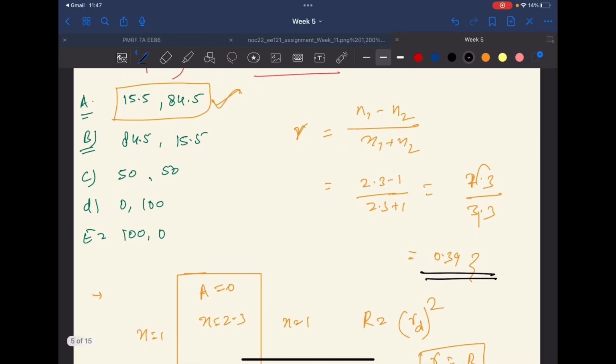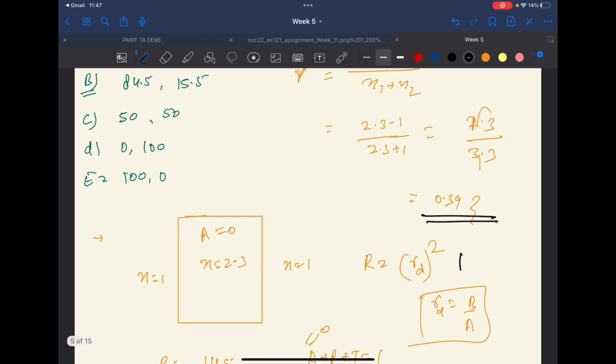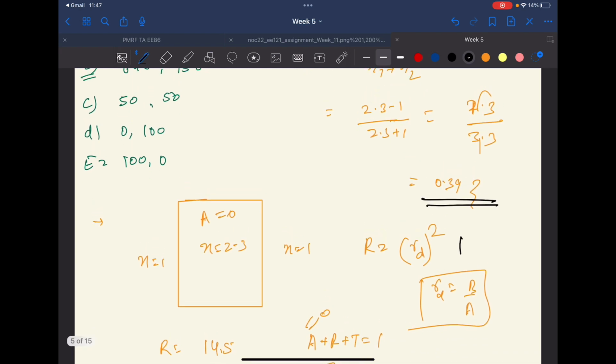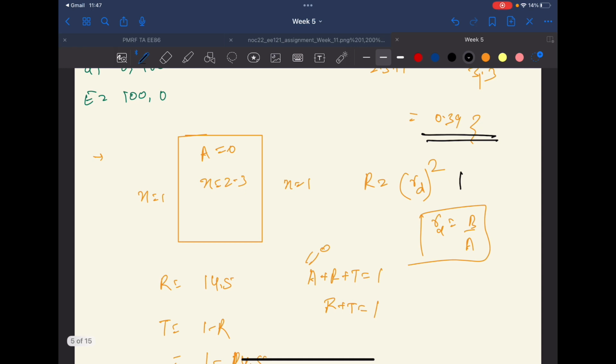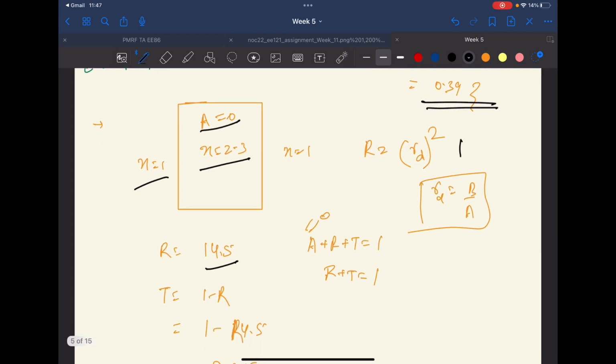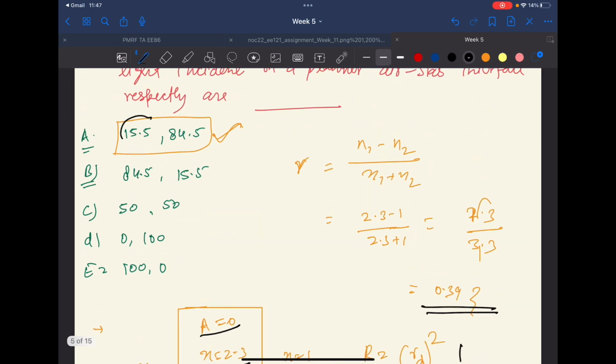This r can be calculated as r squared, where r is b by a, which we saw earlier. Here a is equal to 0, and we consider n equal to 2.3 and n equal to 1 for this region. So R comes to 14.5%, then T is equal to 1 minus R, that is 85%. This will be your reflectance and this will be your transmittance. So answer 1 is the correct answer.